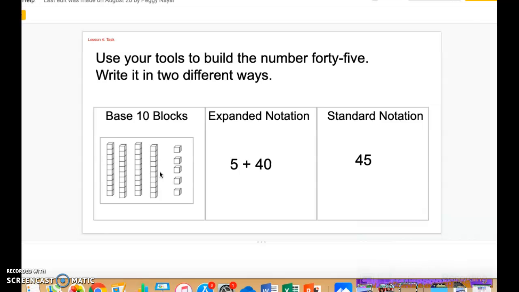Now, writing 45 in standard notation, we would have to add the ones plus the tens. So we have 5 ones and we have 40, right, in the tens place. So for expanded notation, we would write down 5 plus 40. Or we could write down 40 plus 5. And then standard notation is just the number. It's how you normally or typically would write it.